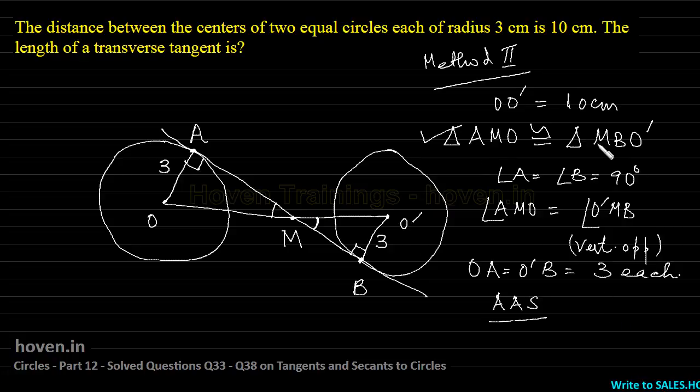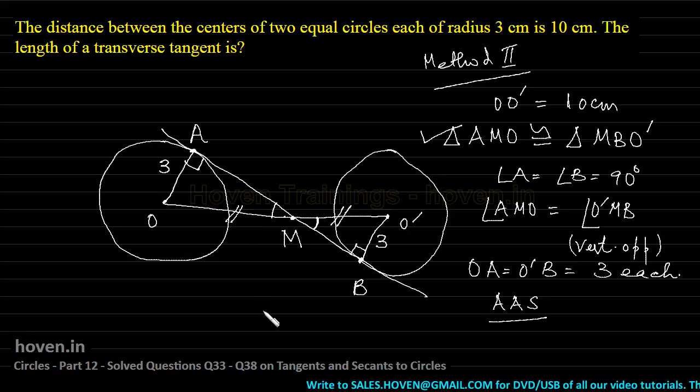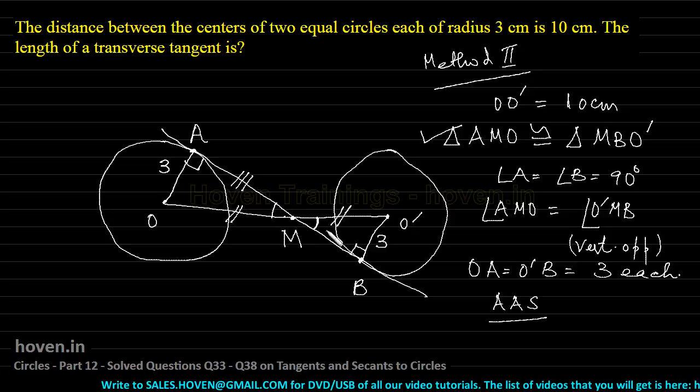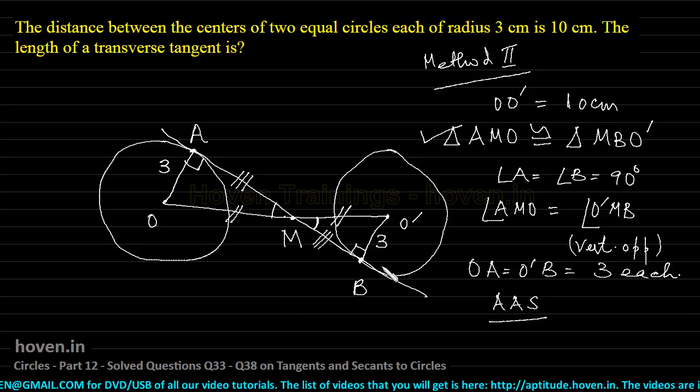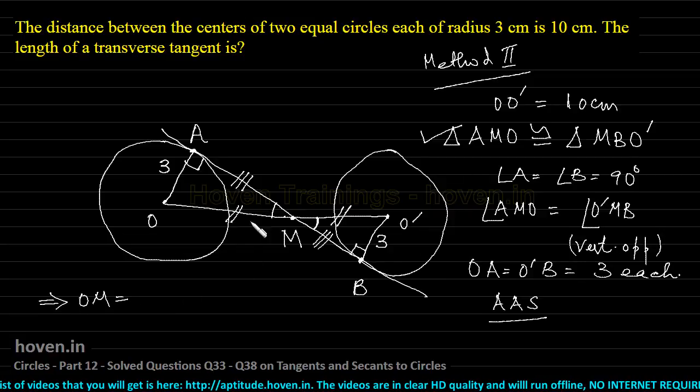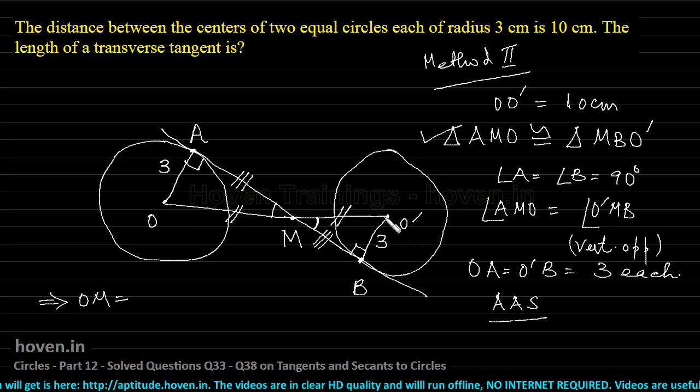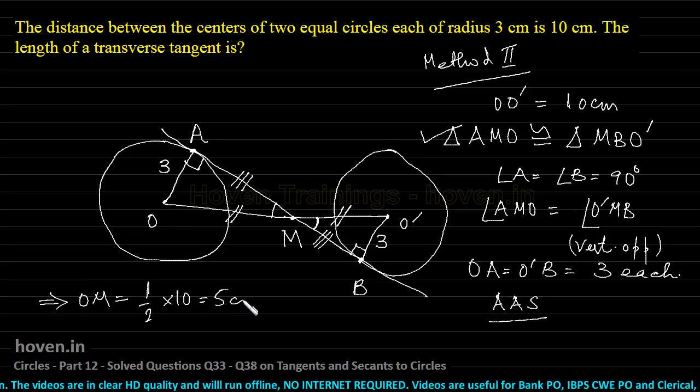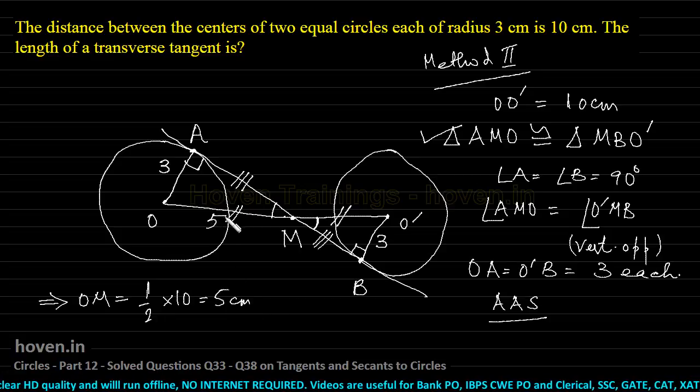If they are congruent, then OM will be same as MO dash, that is this length will be same as this length, and this AM will be same as MB. These two triangles are congruent. So this and this, this and this will be equal. Which implies OM is equal to half of OO dash, half of 10 equal to 5 centimeter. I can write 5 here.